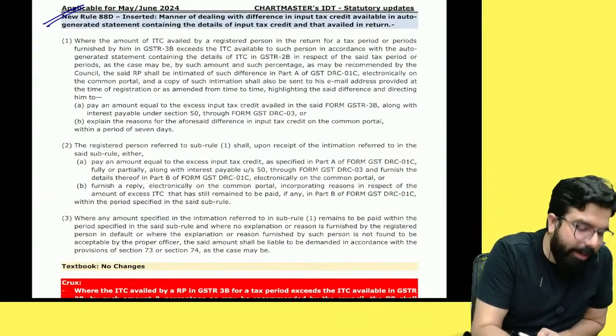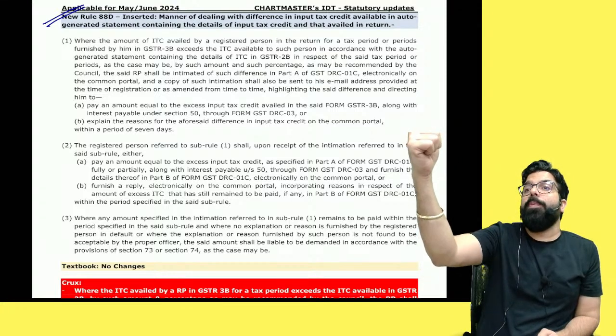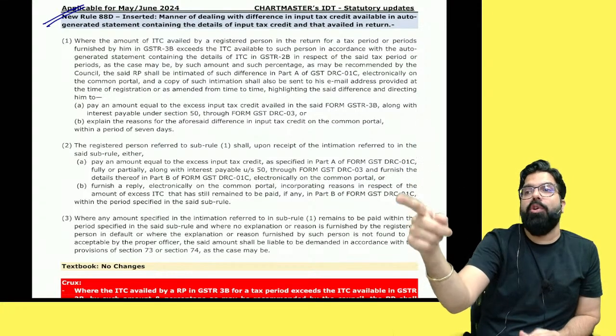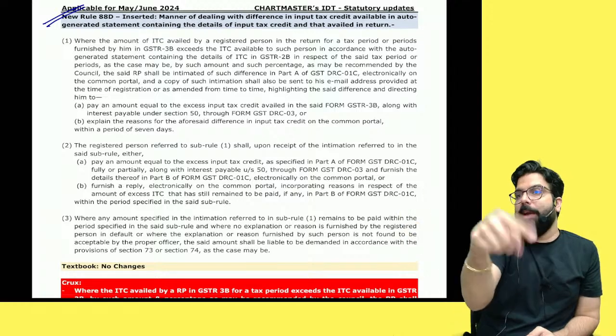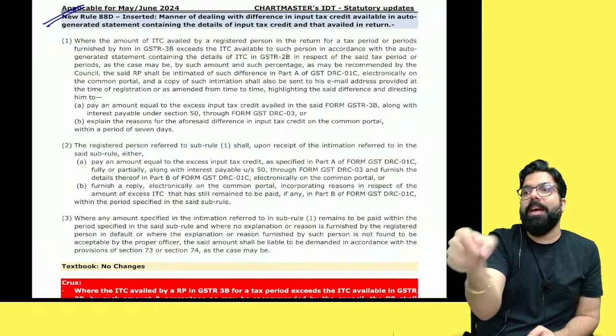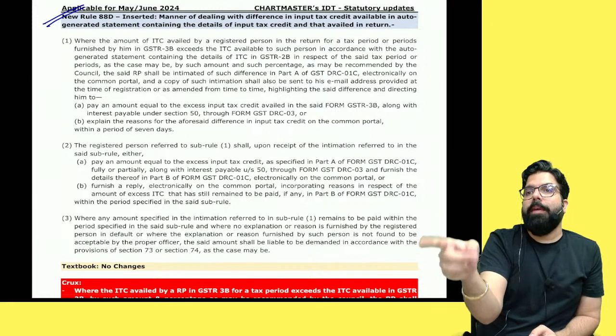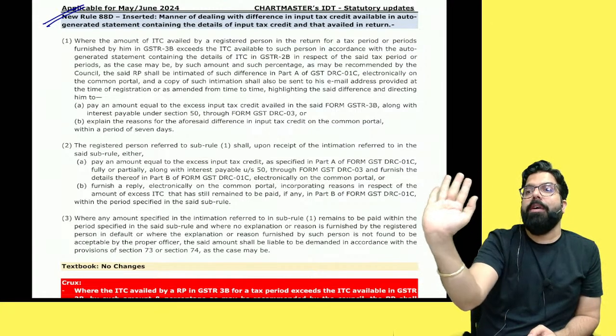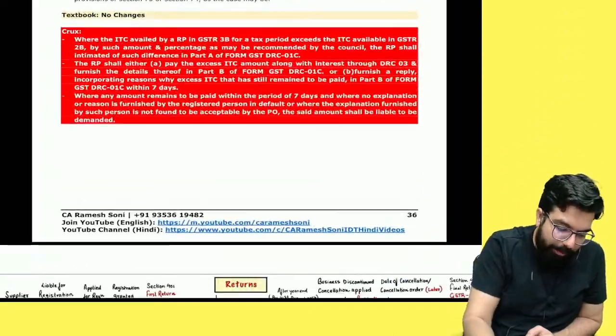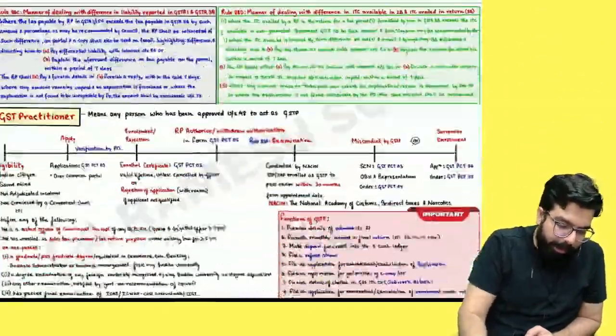Rule number 88D, did we understand? If there is a difference between GSTR 2B and GSTR 3B, you will be intimated. Either pay within 1 week or give a reply. If you don't give a reply or don't pay, they will go ahead and give you a demand order. That's all, everyone, with respect to your chapter of returns.